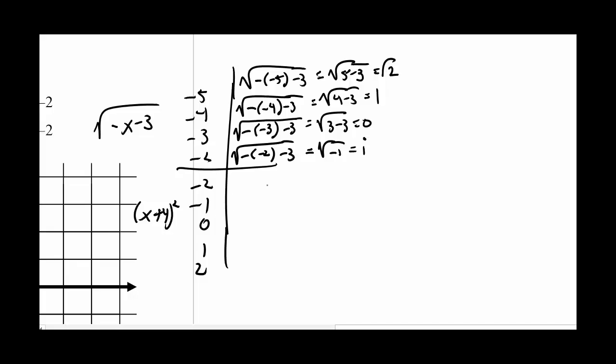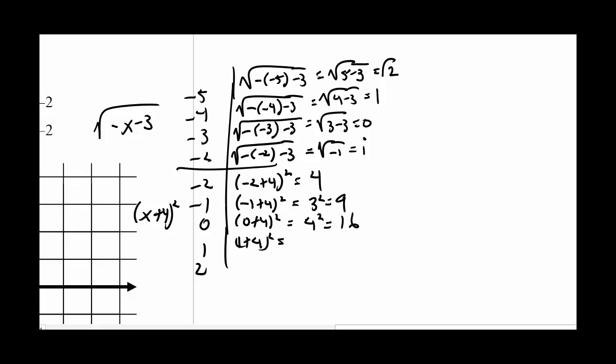The squared part, if I have negative 2 plus 4 squared, I get 2 squared, which is 4. This is negative 1 plus 4 squared. So 3 squared, which is 9. 0 plus 4 squared, which is 4 squared, which is 16.